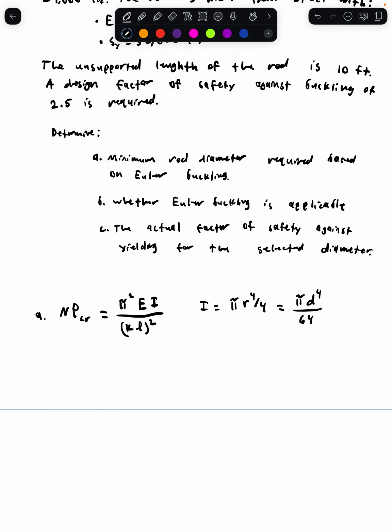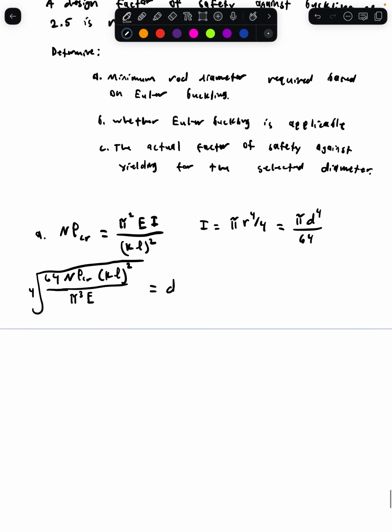Okay, so now if we rearrange this equation, we'll end up with N times our critical load times KL squared divided by pi squared times E, and this is actually going to become pi cubed, and there's going to be 64 out front. This whole thing we're going to take to the 1/4 power, and that equals D, our diameter.